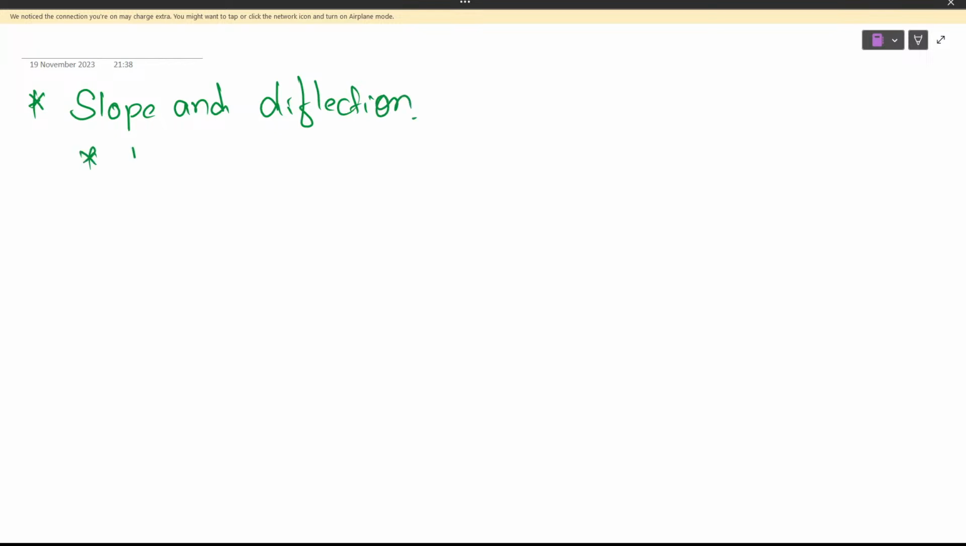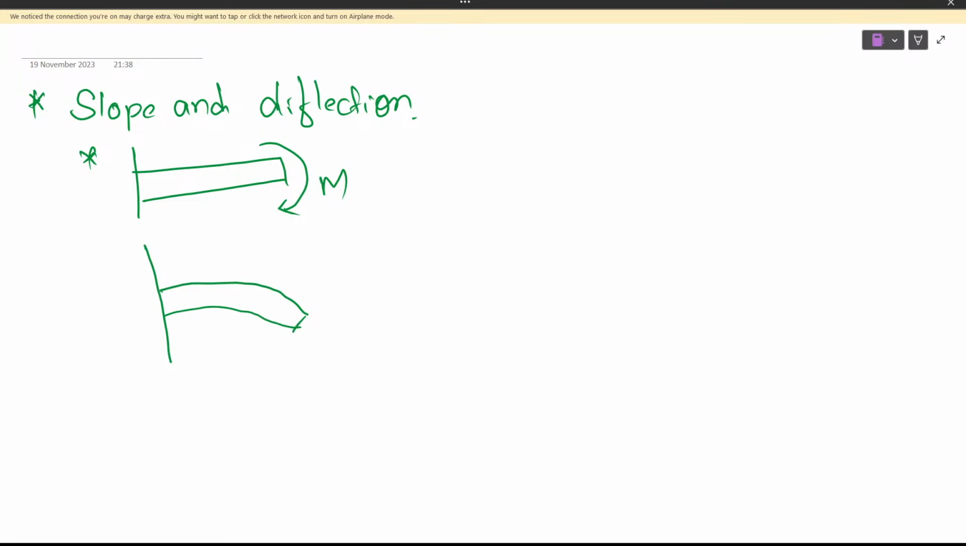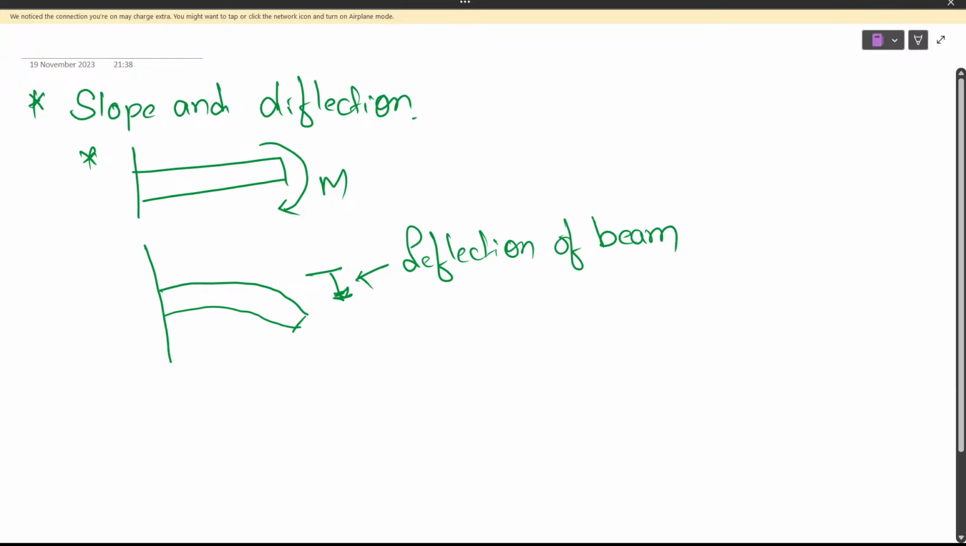If you see a cantilever beam, and there is a bending moment M, then the beam will deflect downward. This displacement is known as the deflection of the beam.